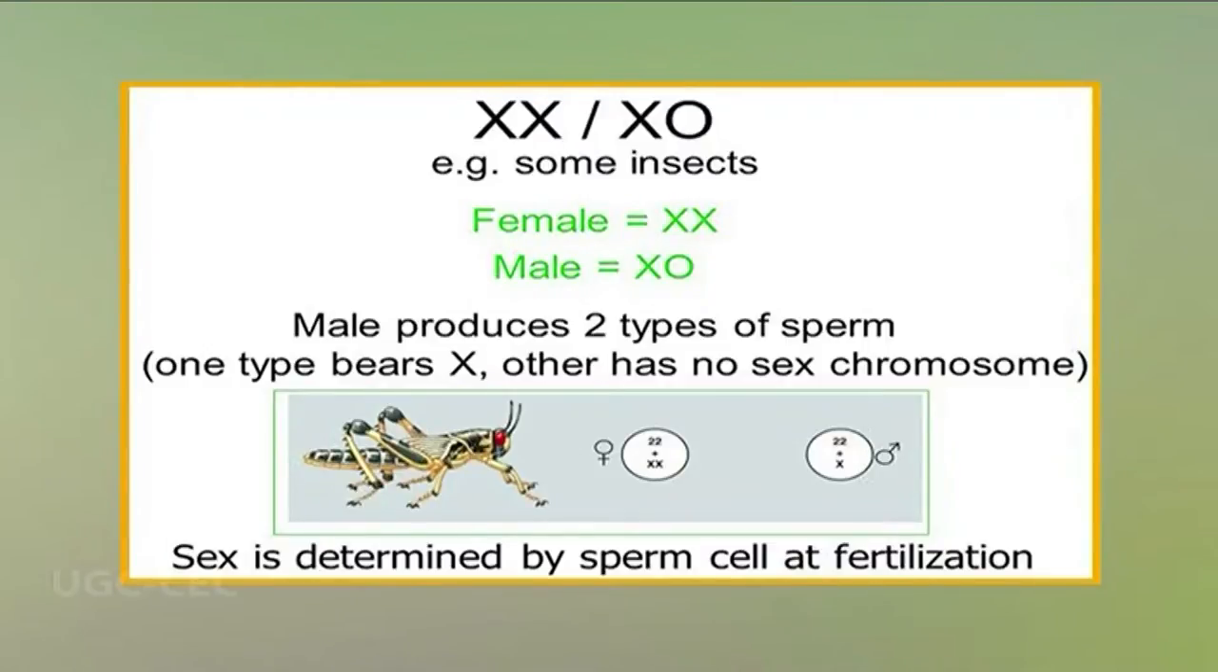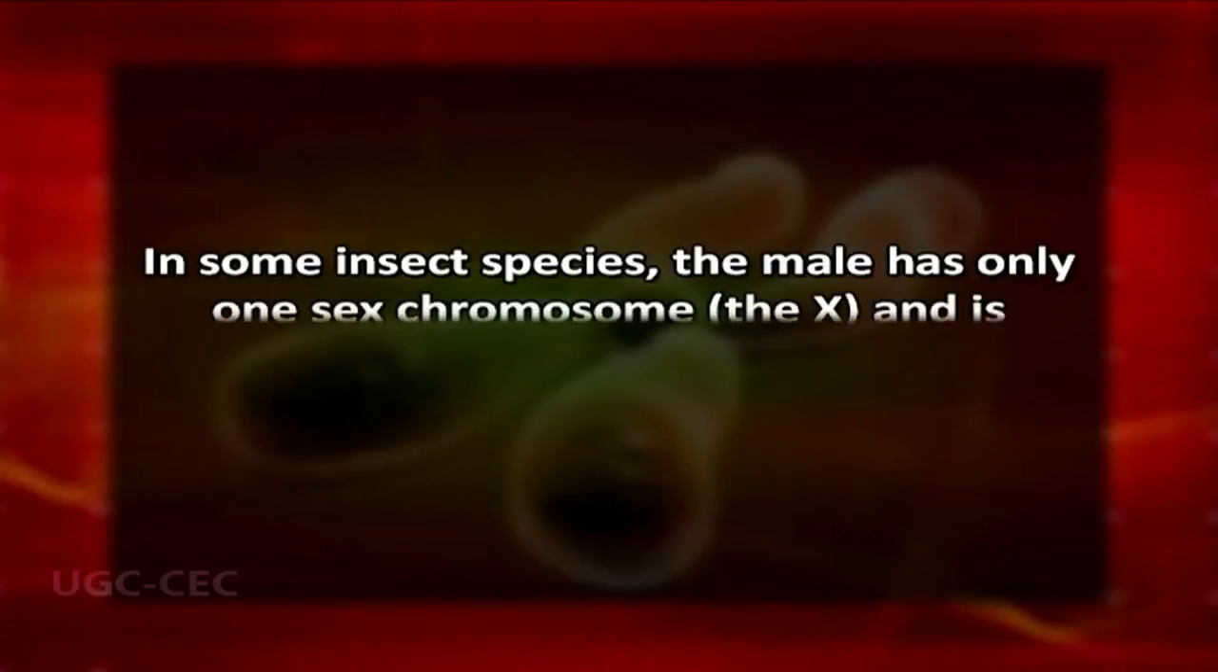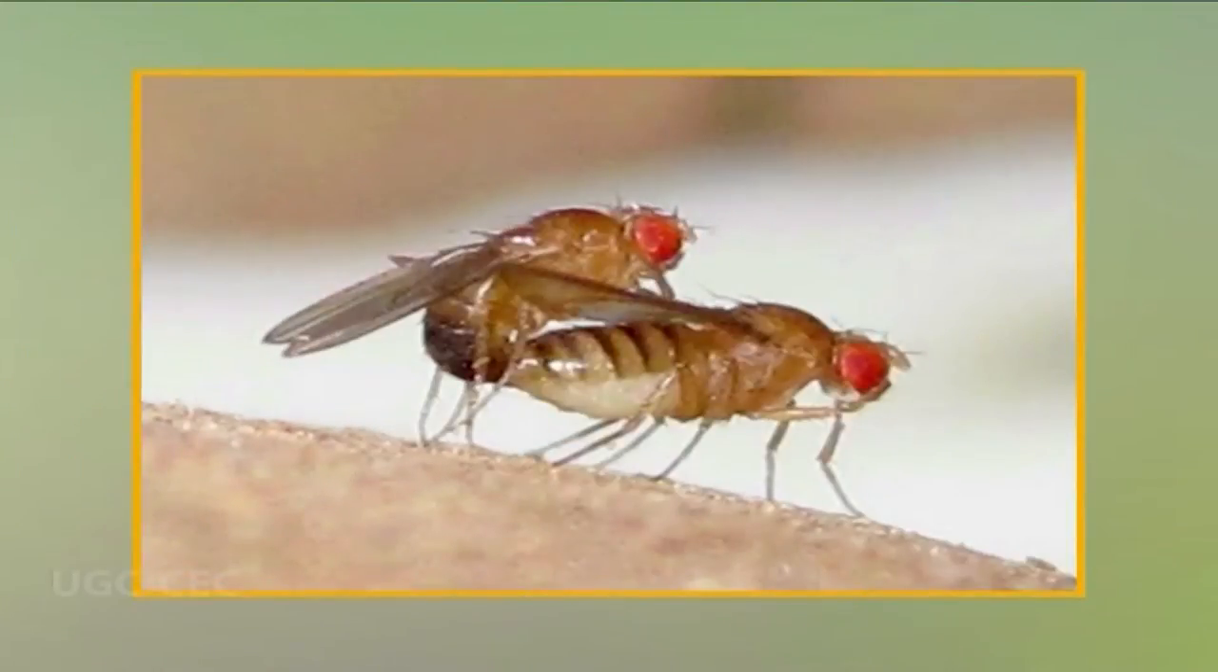Another mechanism of sex determination that involves sex chromosomes is the X0 system that operates in many insects. In some insect species, the male has only one X chromosome and is designated X0, whereas the female has a pair, that is two X's. In other insect species, such as Drosophila melanogaster, the male is XY. For both types of insect species, the ratio between X chromosomes and the number of autosomal sets determines sex.